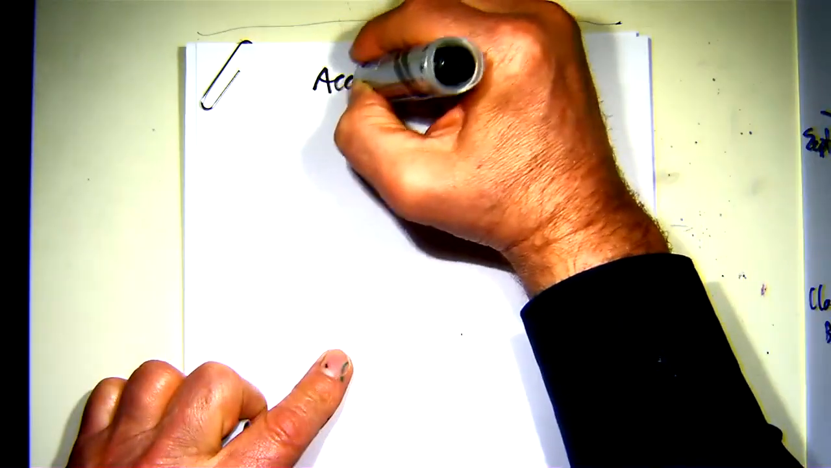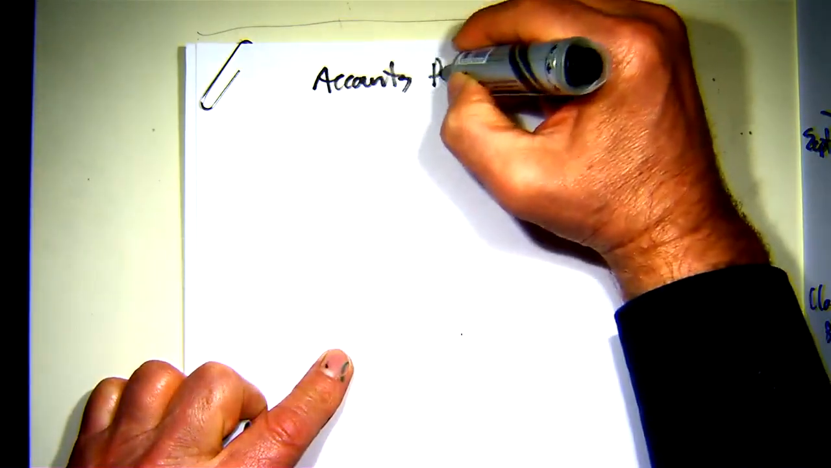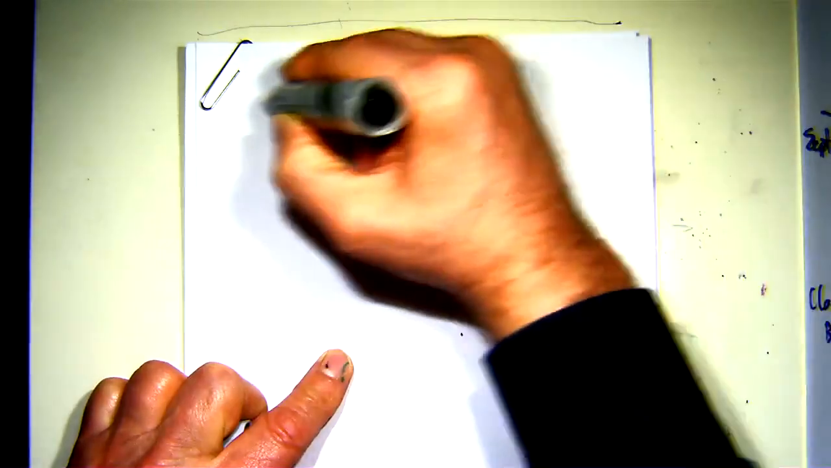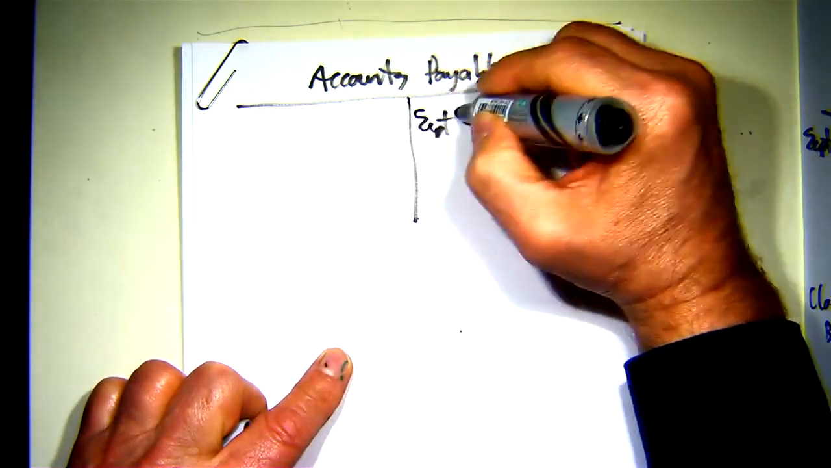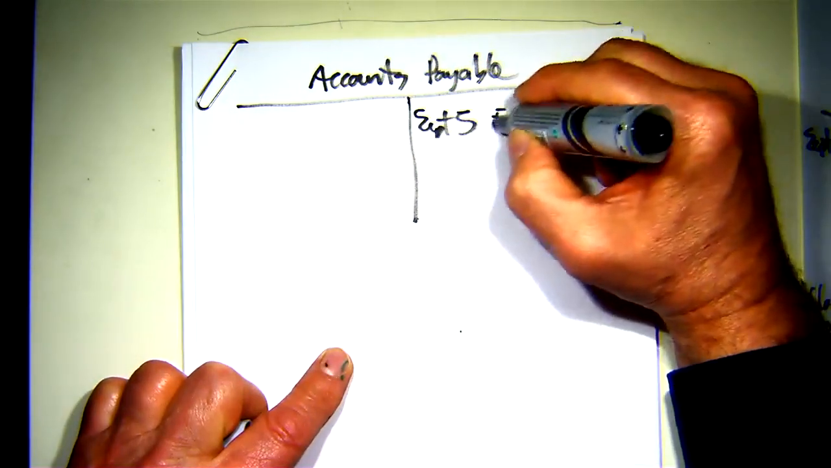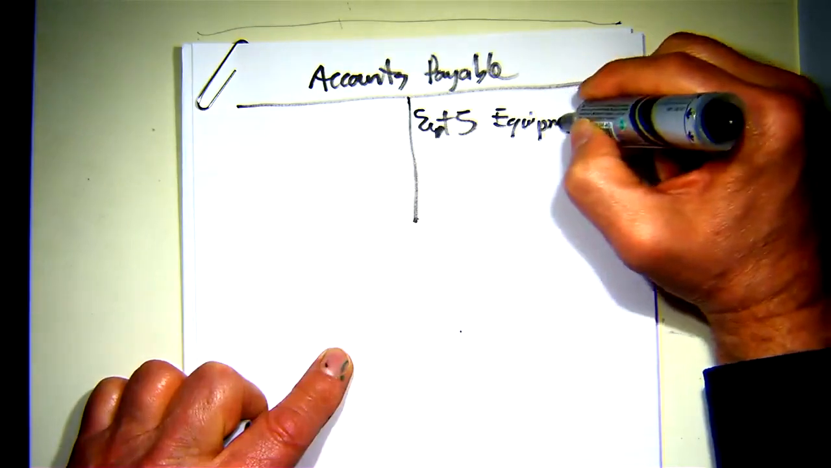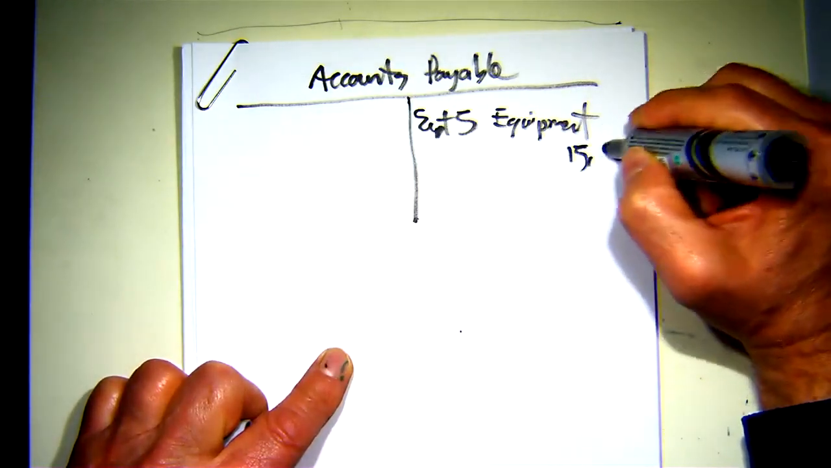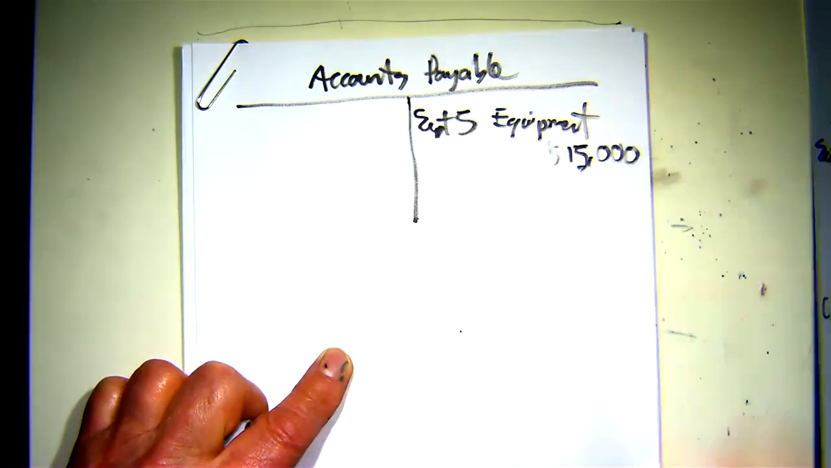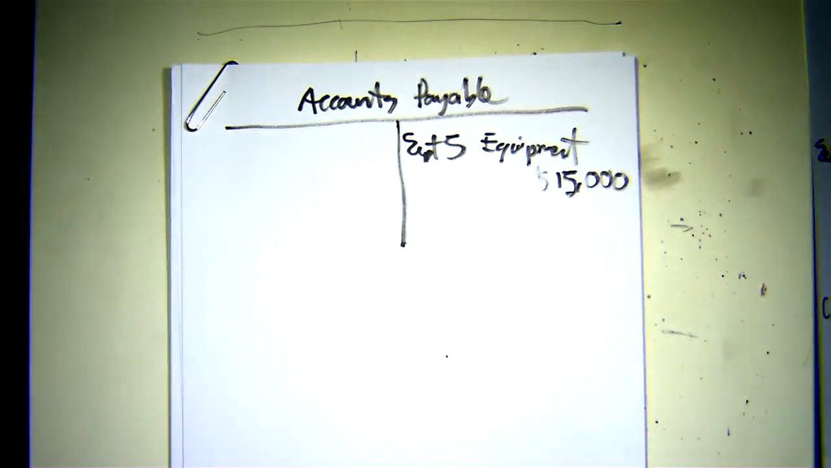So the accounts payable. There were 2 transactions involving the accounts payable. There was the purchase of equipment, for which I didn't pay at all, so I had an accounts payable. So September the 5th was equipment. I purchased equipment and created a liability because I didn't pay at all, and that was 15,000. Accounts payable, and then later on in the month I paid off $7,500.